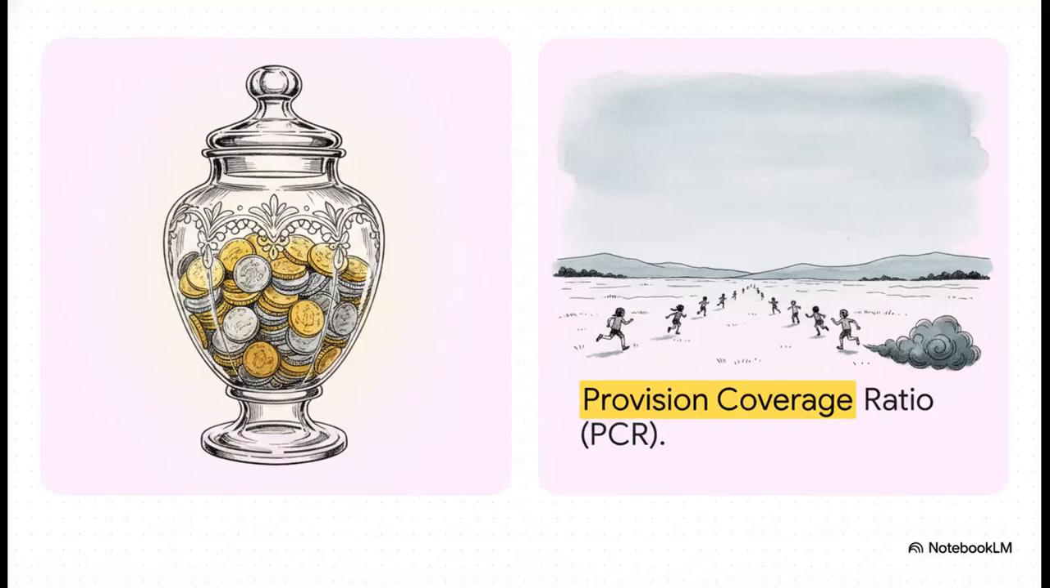Think of it like keeping a little coin jar on the side of your lemonade stand. Every single time you sell on credit, you drop a few coins in, just in case a customer turns into a Bunty. When Bunty does vanish, you reach into the jar. In the banking world, the fullness of this jar is measured by the PCR, the provision coverage ratio. Analysts ideally want to see a PCR of over 80%. That means your coin jar is almost totally full compared to your bad loans.